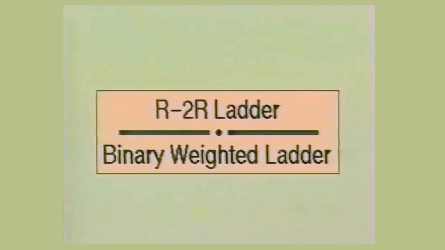The binary weighted ladder and the R2R ladder configurations are the two most common types of digital to analog devices now available. Both are based on current output resistor ladders.